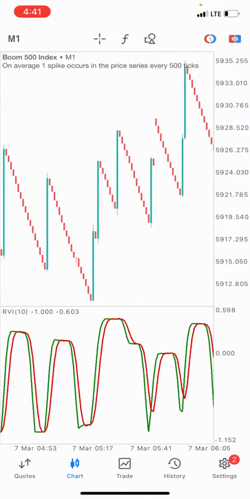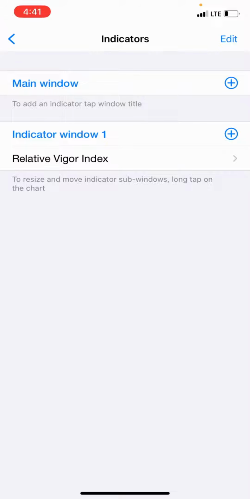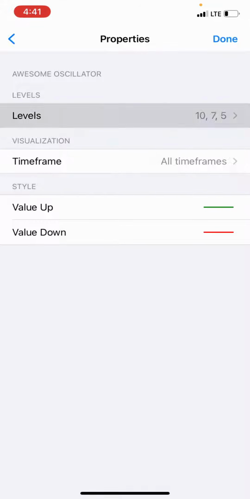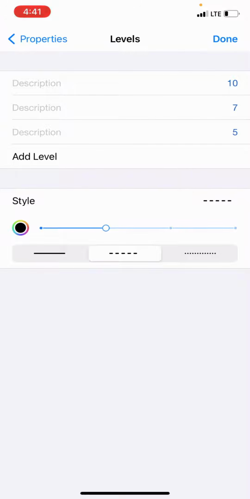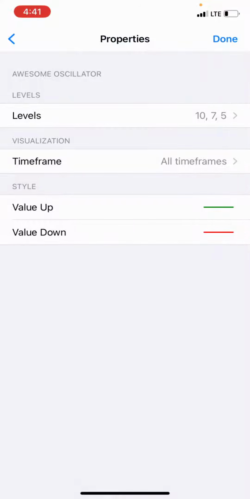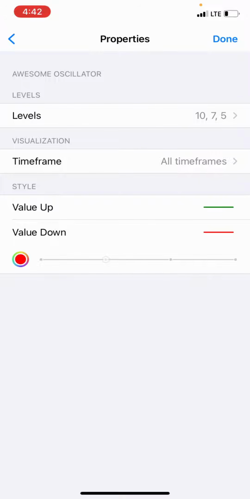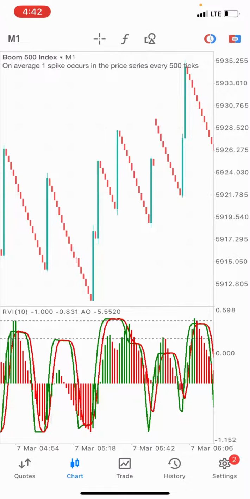And the awesome oscillator, we're going to put it on indicator window 1, and we're going to look for the awesome oscillator. Then we're going to put the level on 10. Then we're going to put 7 and 5 for the levels, while the style is going to be 2 pixels and the color is going to be black. Then you put this line right here in the middle, then you click on done. Then the value up is going to be 2 pixels in green, and the value down is going to be red and 2 pixels as well. Then you click on done.